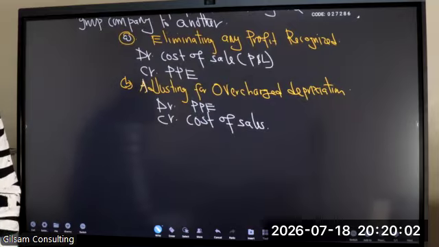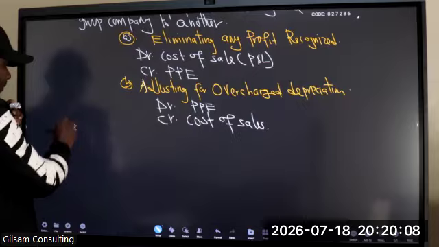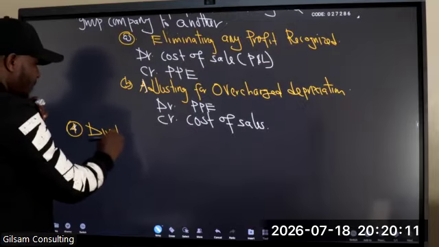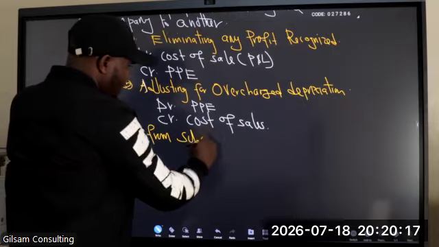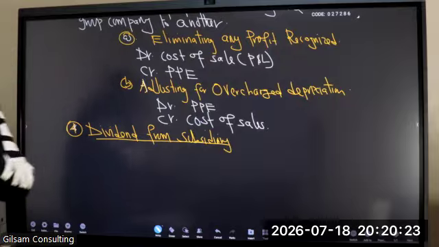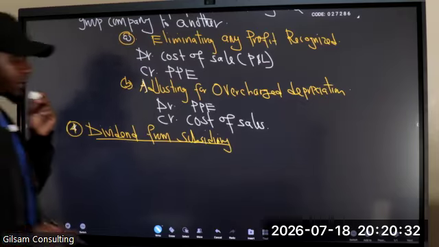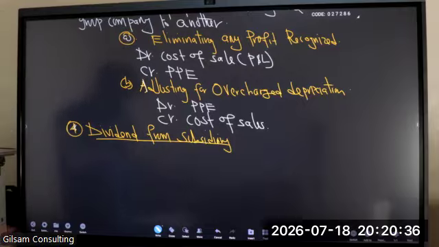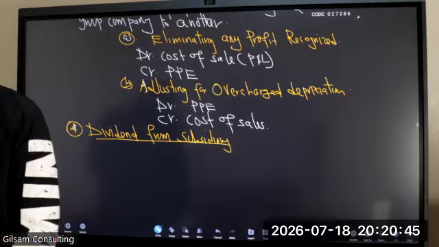Now let's see another one, number 4: dividend from a subsidiary. Dividends are a distribution of profit to the shareholders. We all know that. But our main concern is how to do the adjustment here.